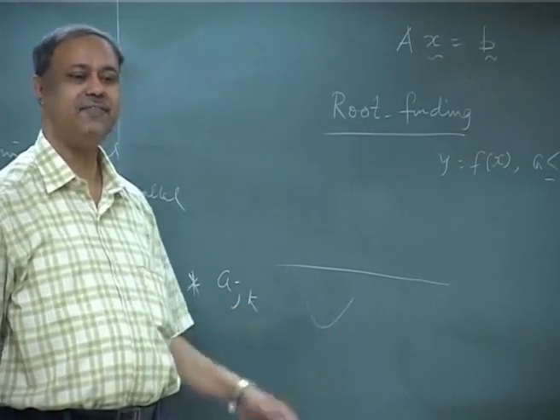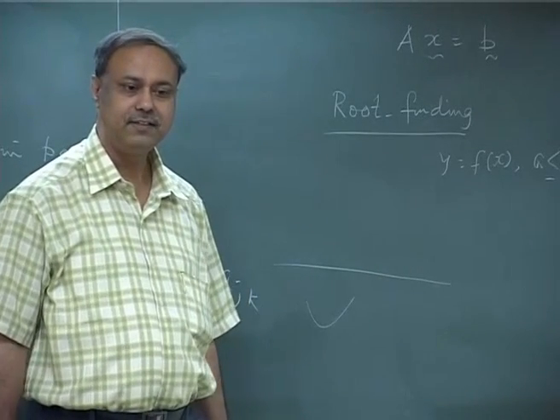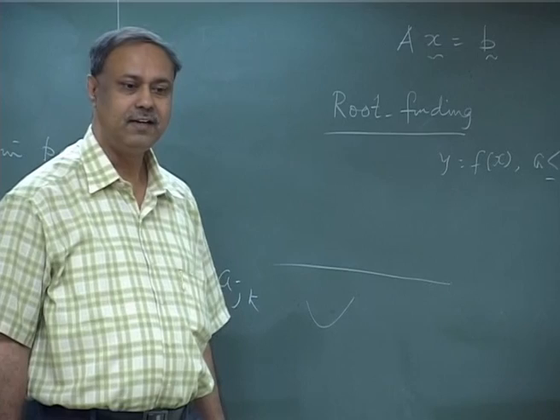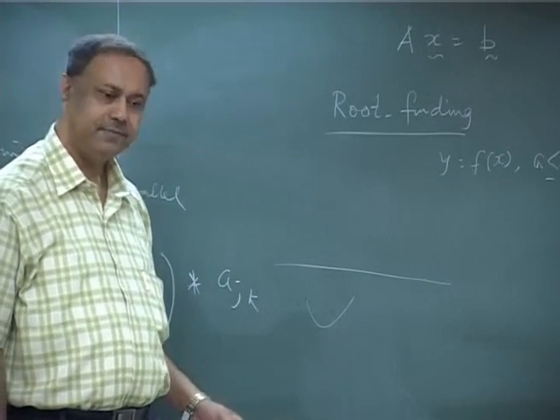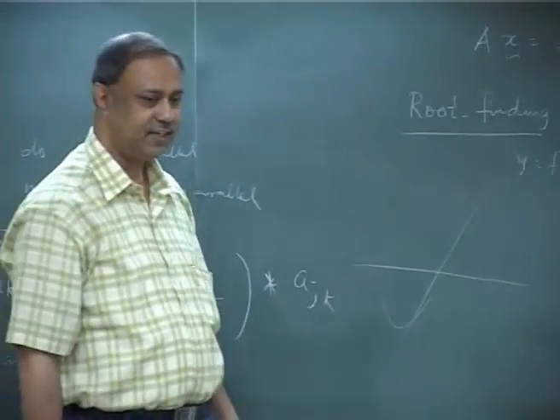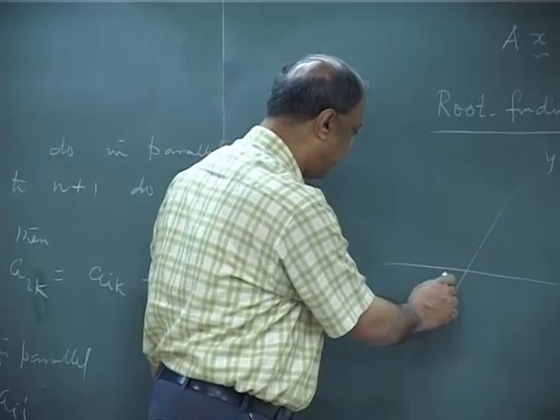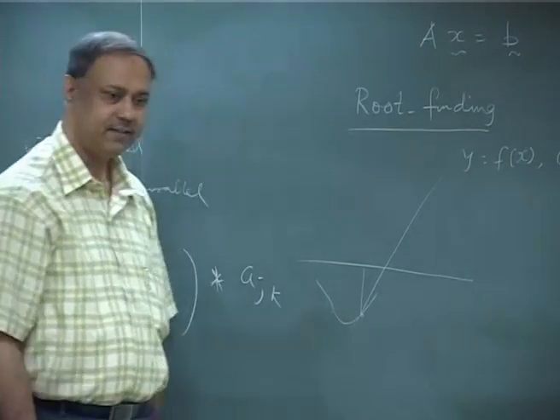f(a) value is negative, the middle value is also negative. The root is where it intersects with the x-axis. This is not intersecting with the x-axis. But for any function, okay, now you tell me. Now your middle one is here. Now you tell me.